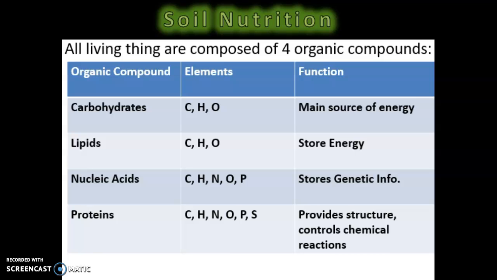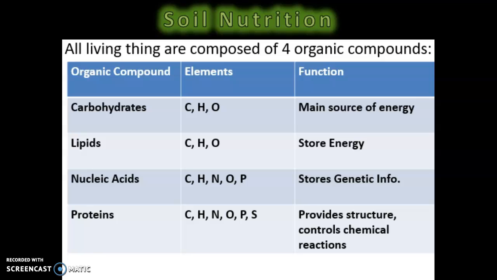Now, on this slide, we see a table. In the first column, we have the 4 types of organic compounds that are used to make up living things. You learned about this in biology class, and the 4 types of organic compounds are carbohydrates, lipids, nucleic acids, and proteins. Carbohydrates and lipids are made of the same 3 elements, carbon, hydrogen, and oxygen. Nothing that the plant actually needs from the soil. All 3 of those elements the plants get from either the air or the water.